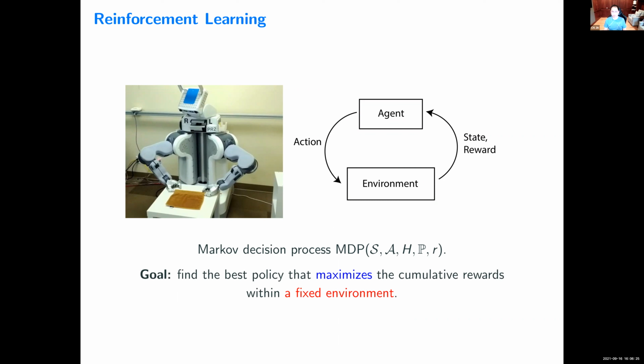And the goal of reinforcement learning is to find the best policy to maximize the cumulative rewards. That is, in this case, we want to find the best way for the robot to fold the towel in the long run, to maximize the success rate, for example. And the most important thing here is we assume the environment is usually fixed. So we have fixed dynamics. The laws of physics will not change in this scenario.